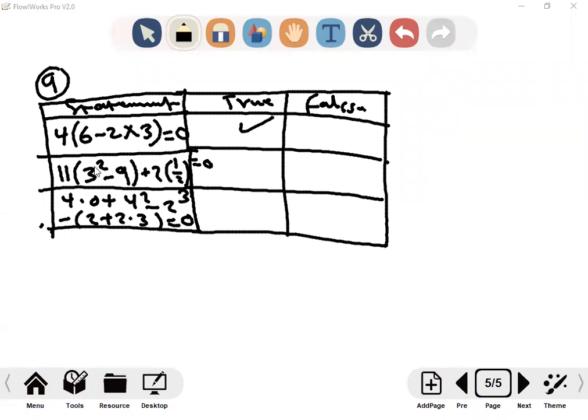Here 3 power 2, 9 minus 9, 0. 0 times 11, 0. And 2 by half, 1. 0 plus 1 is 1. So it's not 0. It is what? False.